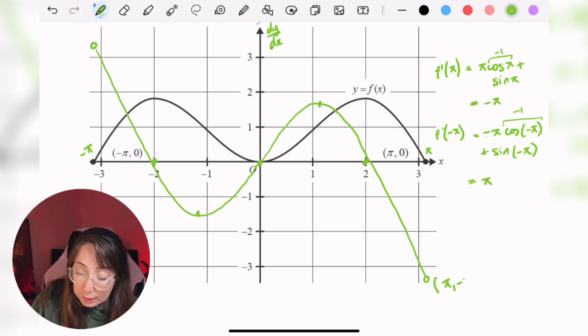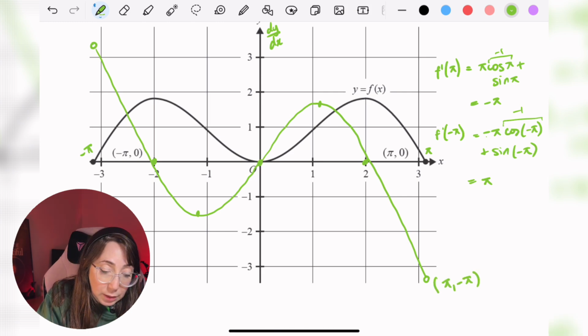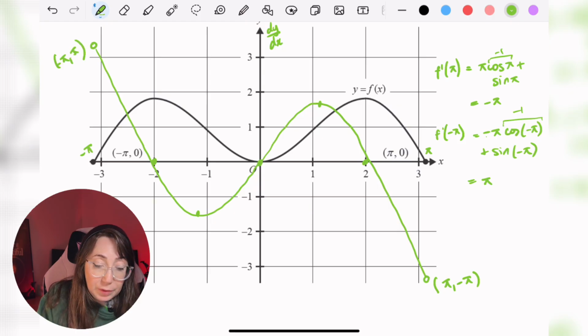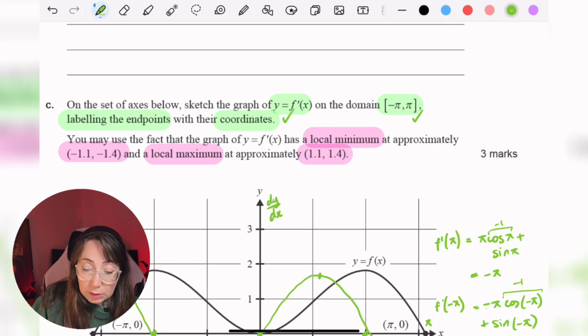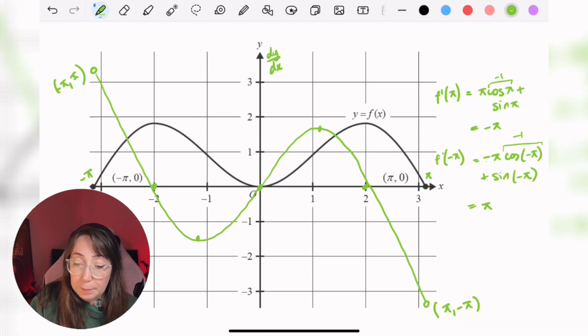That'll be pi and negative pi. And this one is pi and actually negative pi and pi. So that part's done. And I have included these. It doesn't say anything about labeling, so I don't really need to label at that point. All right, let's have a look at what the examiners have to say.